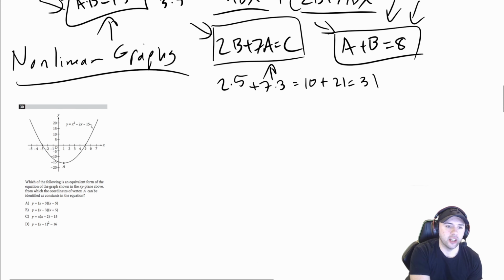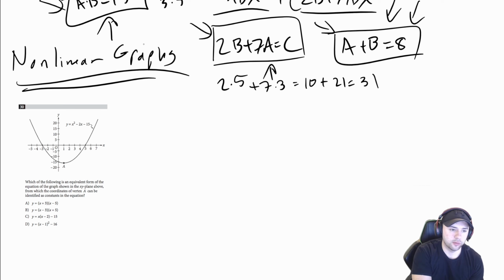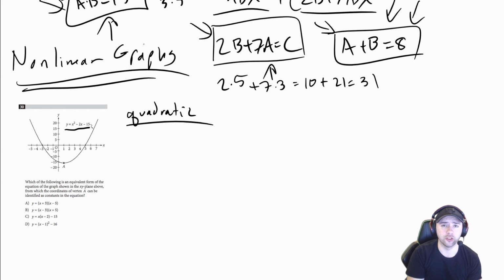Okay, moving on here, we have nonlinear graphs. So we're going to look at this problem, which has this graph, and that again is a quadratic equation. So for the SAT, you really want to pay close attention to quadratic equations because a lot of the problems deal with them, especially the harder problems. So which of the following is an equivalent form of the equation of the graph shown in the xy plane above, from which the coordinates of vertex A can be identified as constants in the equation?